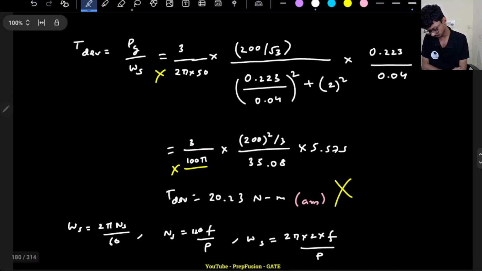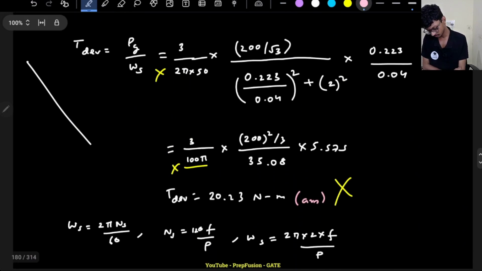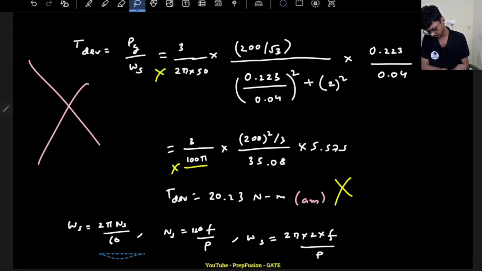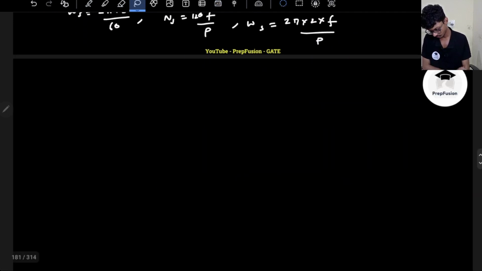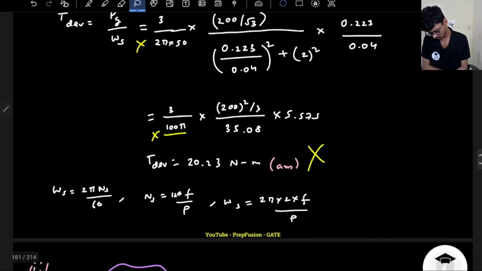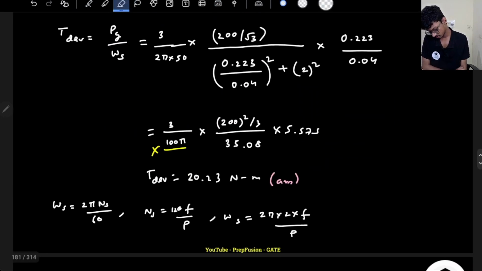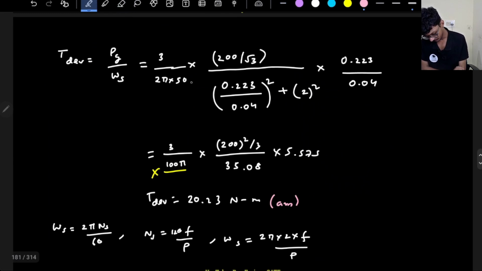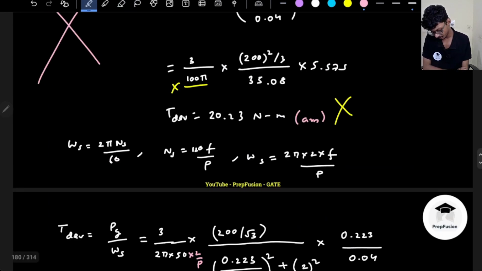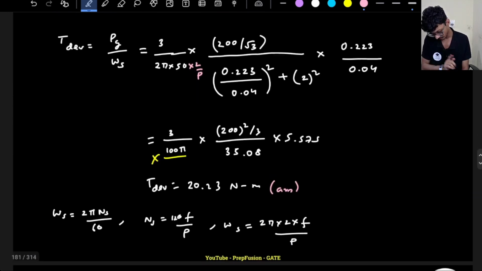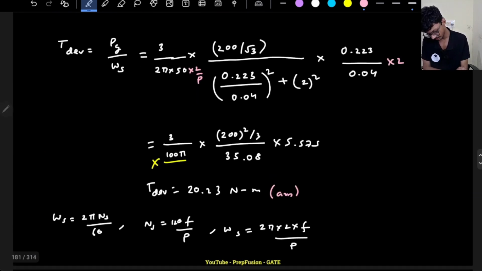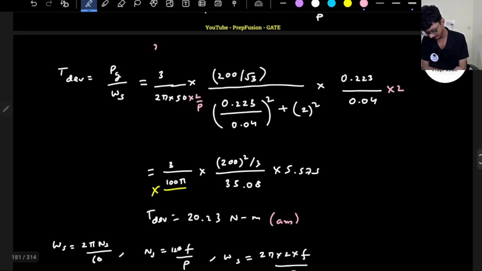So basically, this is wrong. Just copy this whole thing. A 2 by P factor will come, 2 by P into 2 by P. So 2P is how many poles we have? It is a 4 pole machine. So this will be divided by 2, so an extra 2 will be multiplied here, because 2 by P is 2 by 4, so it is 1 by 2.